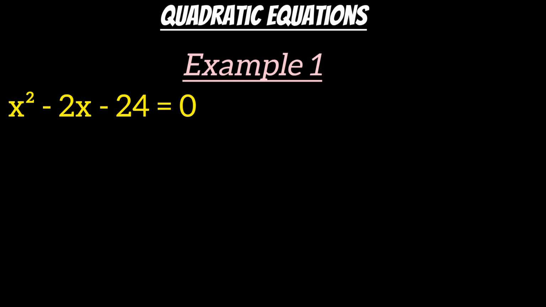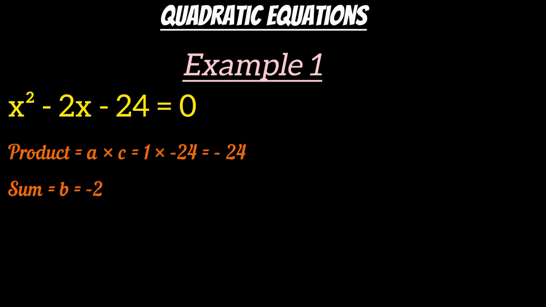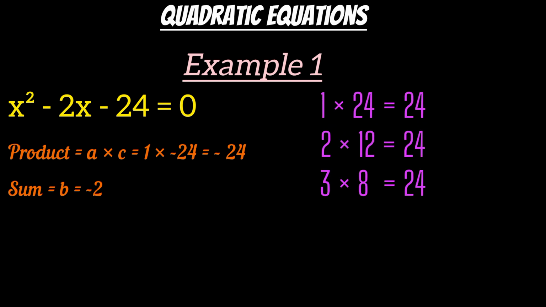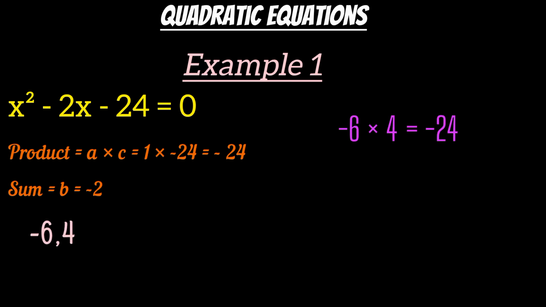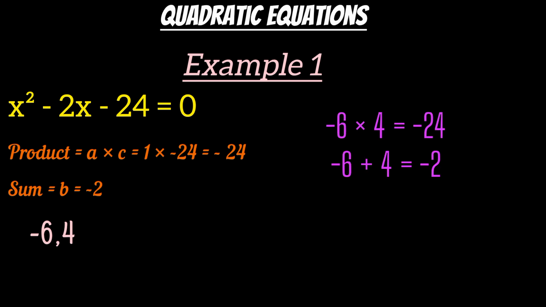We need two numbers that multiply to negative 24 and add to negative 2. So let us go ahead and test factor pairs. 1 and 24, we also have 2 and 12, we have 3 and 8, and we have 4 and 6. The pair we want is negative 6 and positive 4, because negative 6 multiplied by 4, we get negative 24, and negative 6 plus 4, that gives us negative 2.